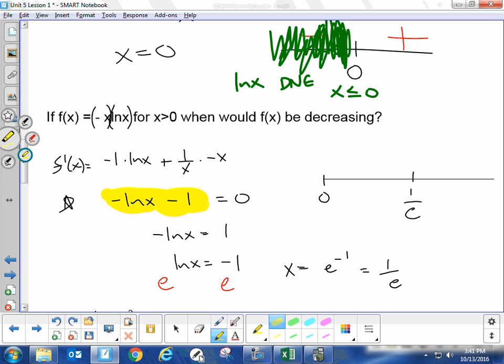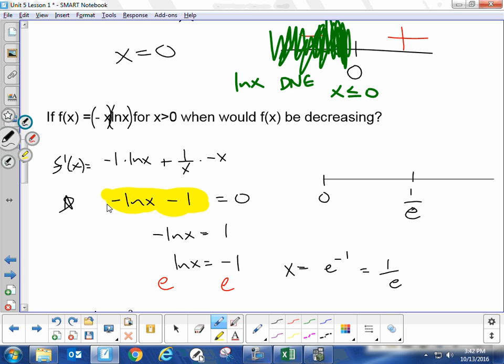What would be a test point that I'd use between 0 and 1 over e that makes sense? That actually can be used in the log of x. I don't want to pick like 1/10 because I don't know what the log of 1/10 is. I don't know how it relates to negative 1. Ideas?